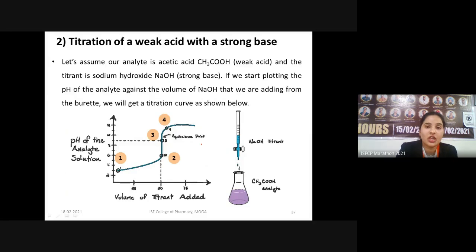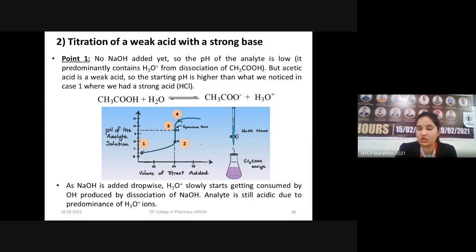We will again discuss all the points turn by turn. So point 1 is the point at which we have not added any sodium hydroxide solution.